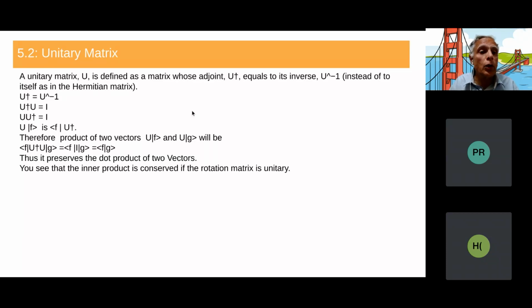So we are talking about an operator. The unitary matrix is the operator. The characteristic of a unitary matrix is that when two vectors are multiplied, it will always preserve the dot product, which is a scalar, and that is what we are interested in. So that is the unitary matrix.